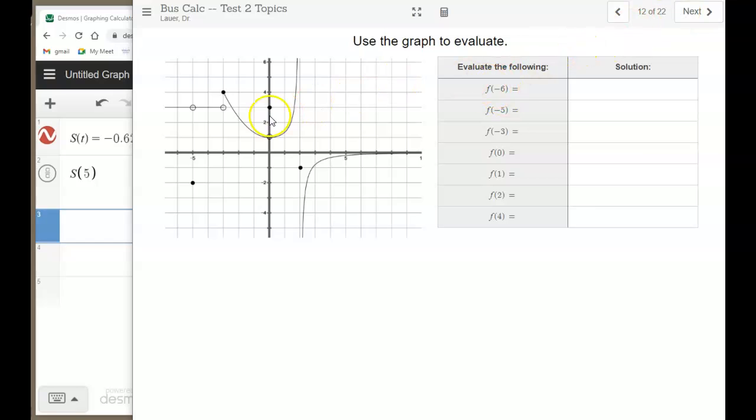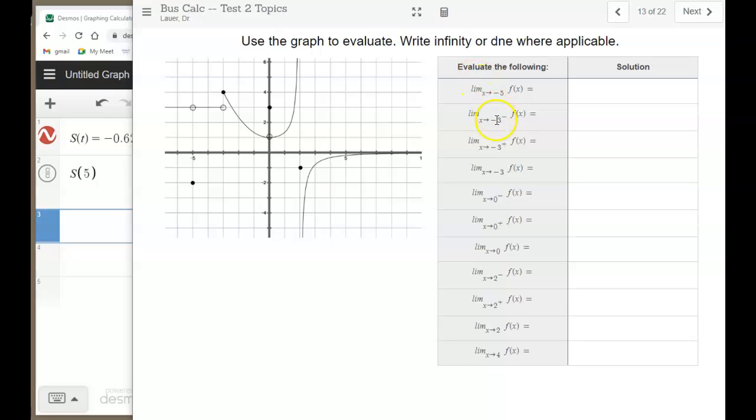Evaluate the following. f(-6) would be 3. f(-5) is 2, and so on. So just ask me if you've got a question. Oh, it should be -2. Ask me if you've got a question about any of these, but I'm going to let you continue with those on your own. Evaluate the limits.